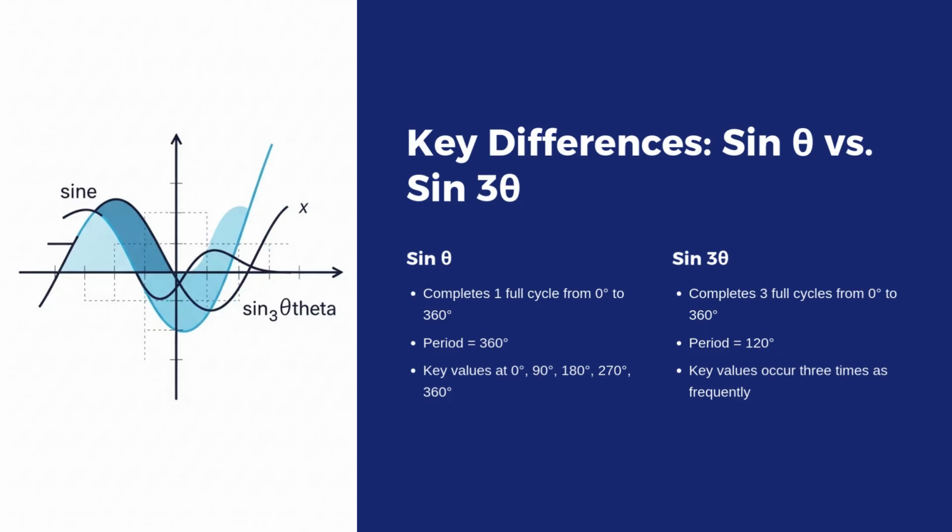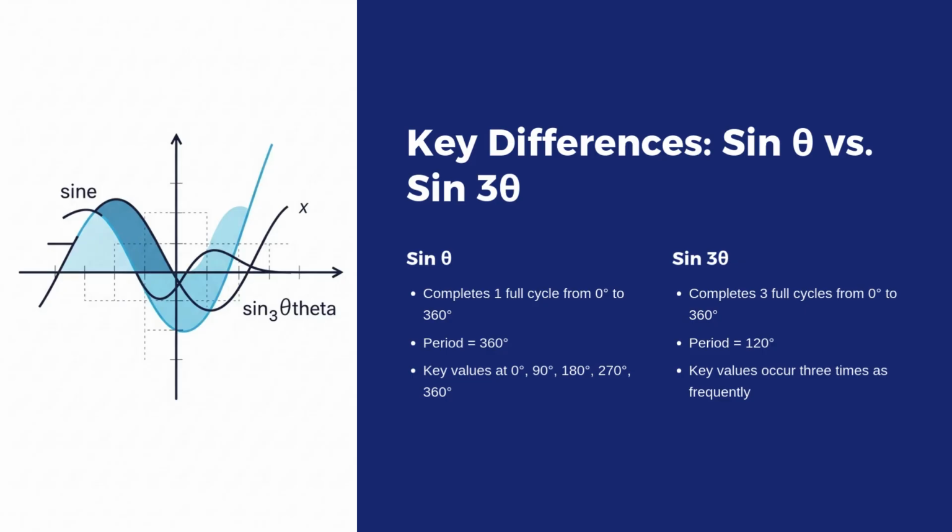The key values are reached at theta equal to 0 degrees, 90 degrees, 180 degrees, 270 degrees, and 360 degrees. These points mark the maximum, minimum, and zero crossings of the basic sine wave. Sine of 3 theta. The graph of sine of 3 theta completes 3 full cycles when theta increases from 0 degrees up to 360 degrees.